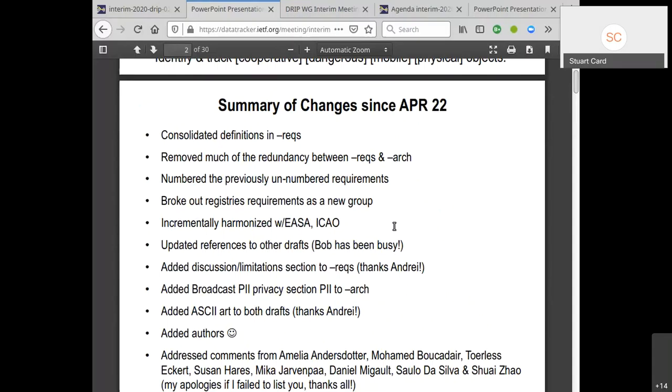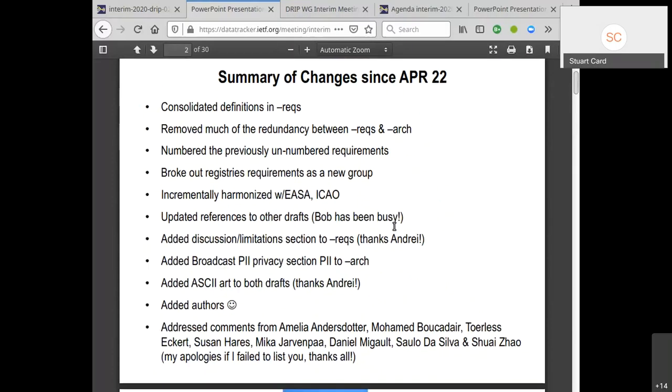Better definitions. We got rid of a lot of the redundancy between the two documents, which had not been intentionally inserted as a copy and paste. It was a result of the two documents being forks of what was originally a single document. There were some things that were essentially unnumbered requirements that were late adds previously that are now numbered requirements. We've broken out the registry requirements as a separate group rather than having them lumped into the general. We've done a lot of the harmonization as discussed. I've updated some of the references to other drafts.